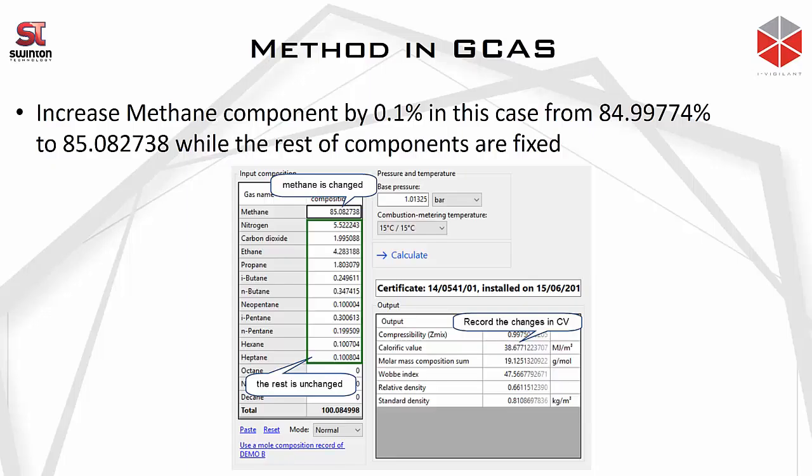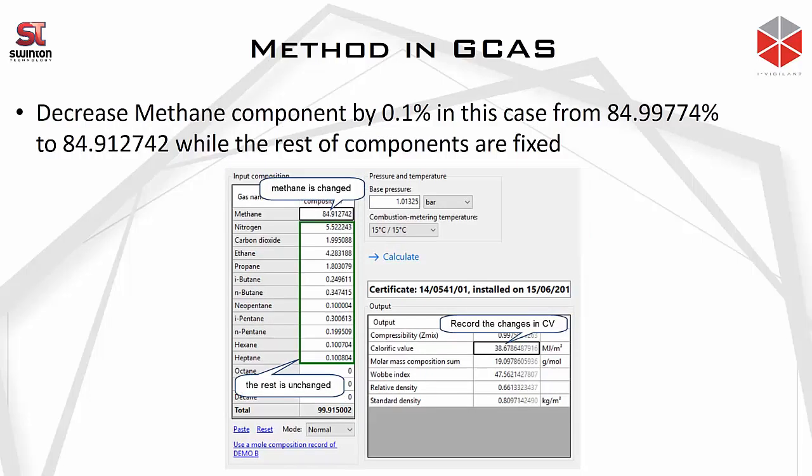What we do next is we increase the methane component by 0.1%. In this case, from 84.997, we increase it to 85.082. While we do that, we make sure that every other component is unchanged; we fix the value. What we see from doing that is that the unnormalized total has increased. Then we do another calculation, see the change in the CV, and record this change.